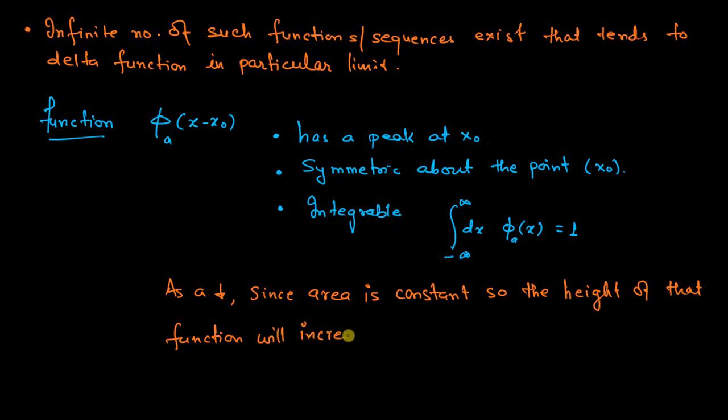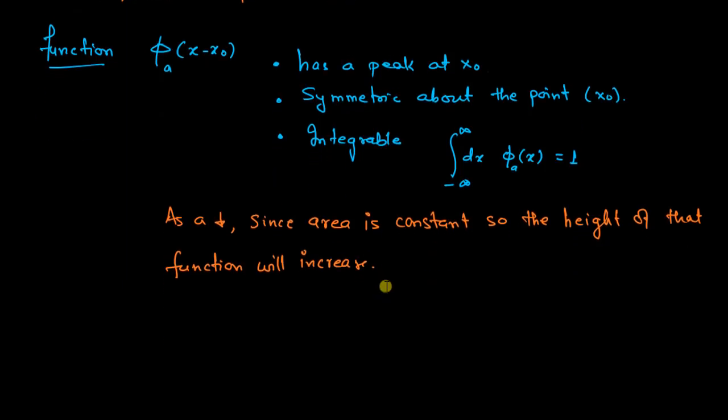So this is a kind of behavior which these kinds of functions will represent at some particular point x naught, and in these particular limits. So what we can write in a very compact form is that this function phi of a, which is a function of x minus x naught, if these properties are followed, and if we take the limit a goes to 0, then this function will represent a delta function at x naught. So this is quite understandable how this can happen.